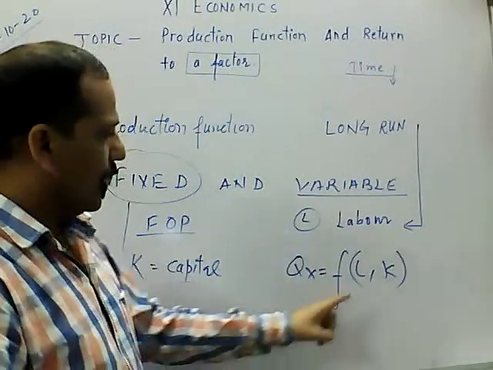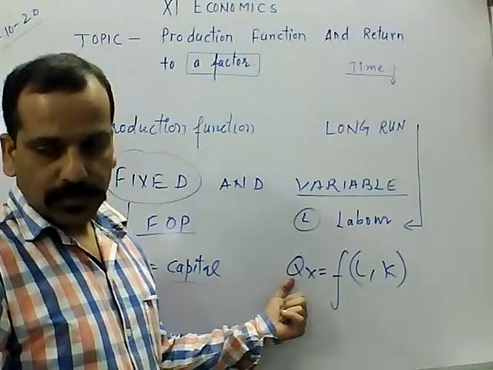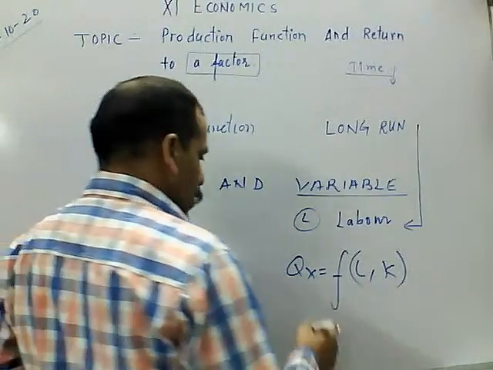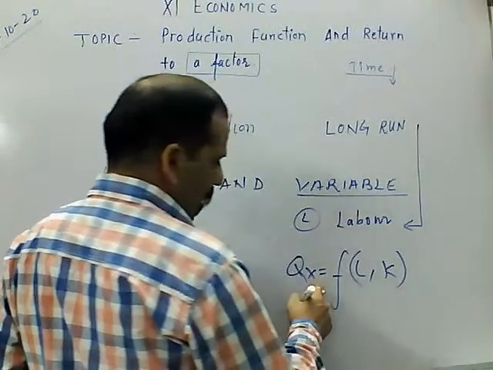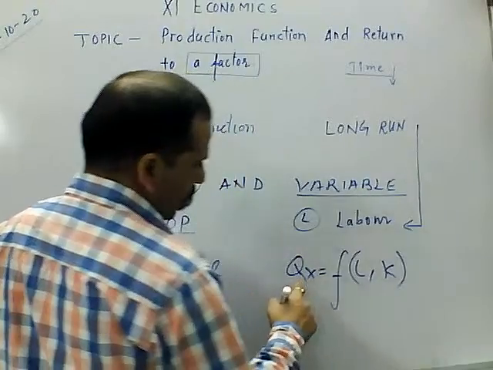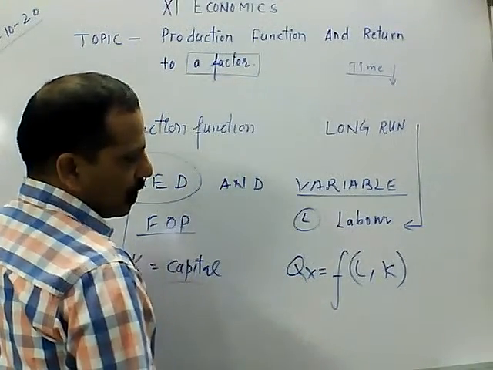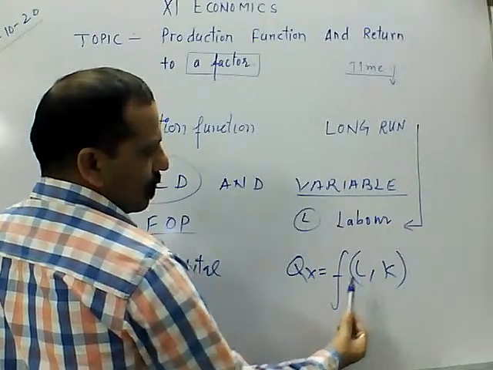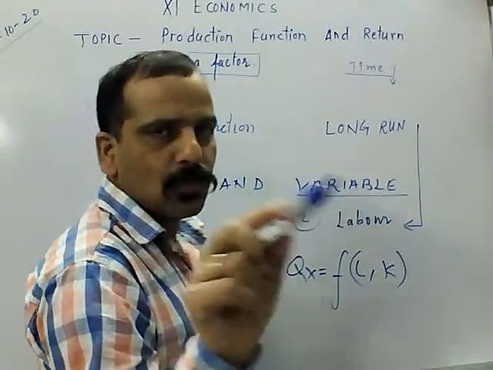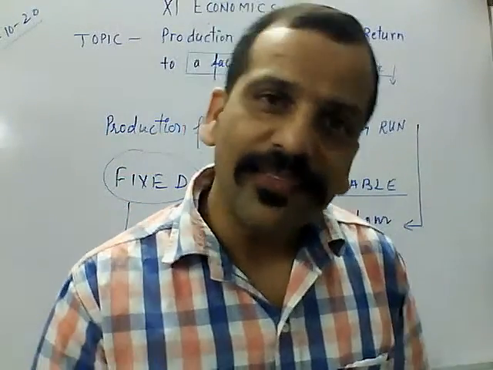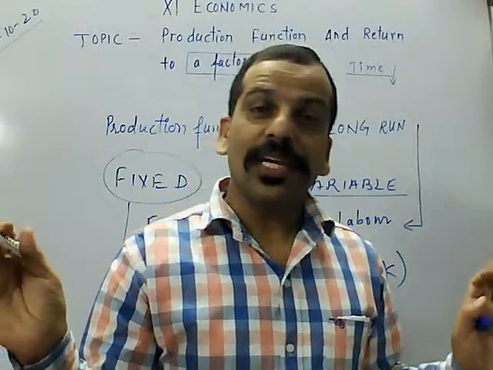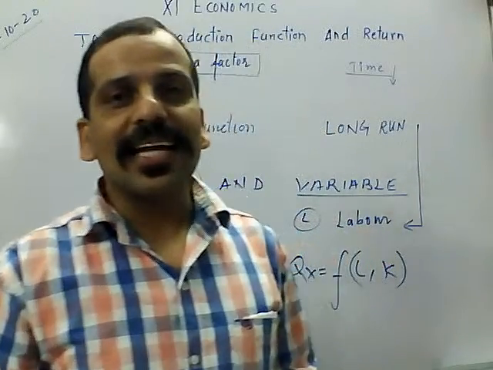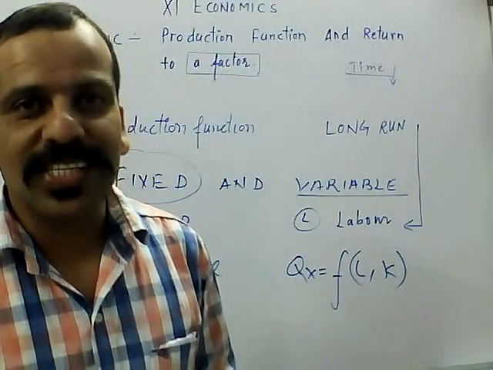So in the long run, we write the production function of X commodity, like the decorated item or whatever, as a function of labor and capital. So both are changeable. When I am not writing the bar, it means variable. Both can be changed. Labor and capital both can be changed.